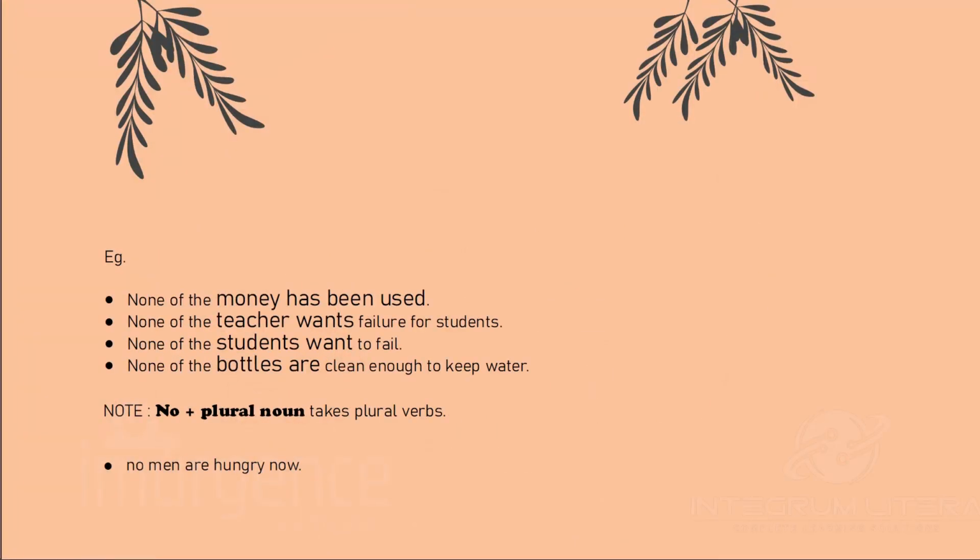None of the money has been used. None of the teachers wants failure for students. Whenever you use the word "none" in front of the preposition "of," the subject can be either plural or singular. That's what the examples define here. None of the money has been used. None of the teachers wants failure for students. None of the students want to fail. None of the bottles are clean enough to keep water.